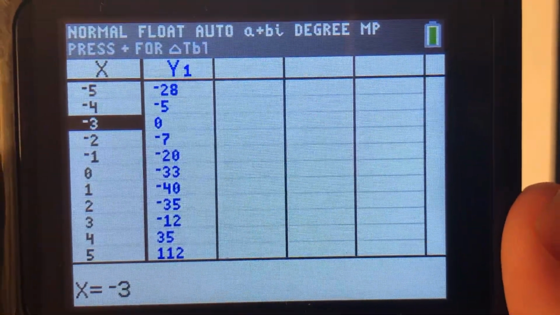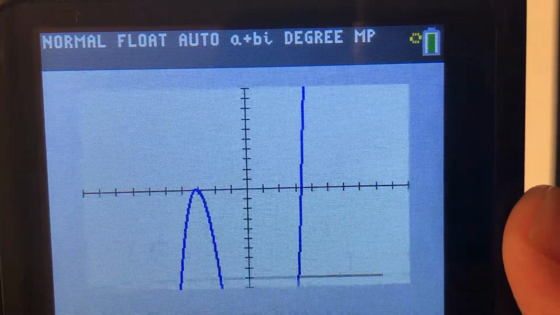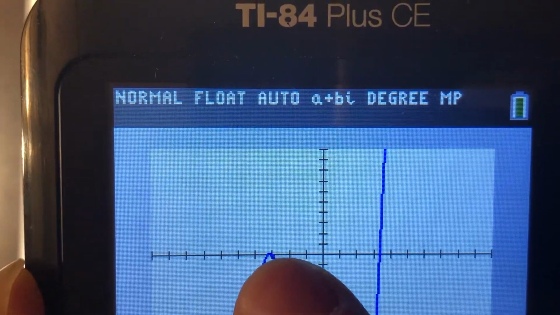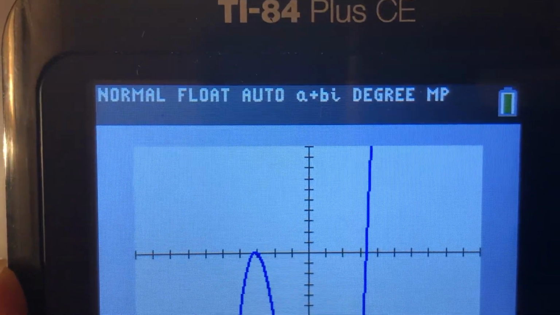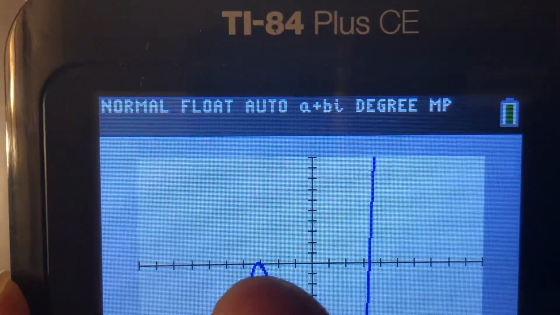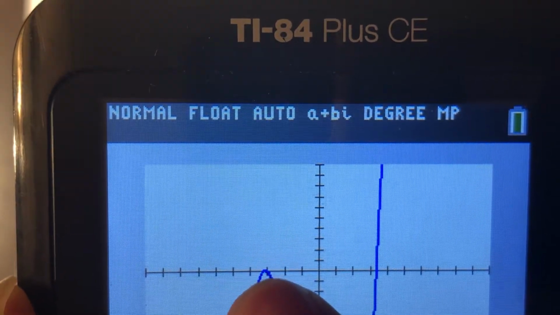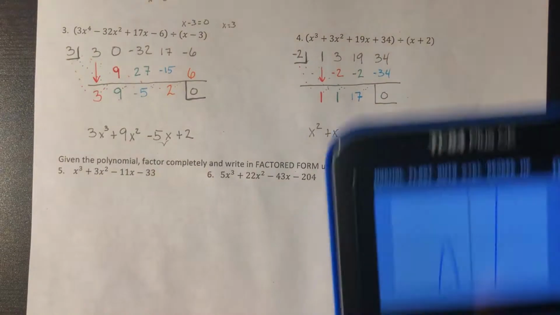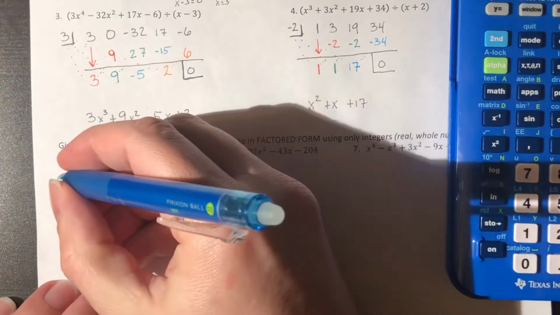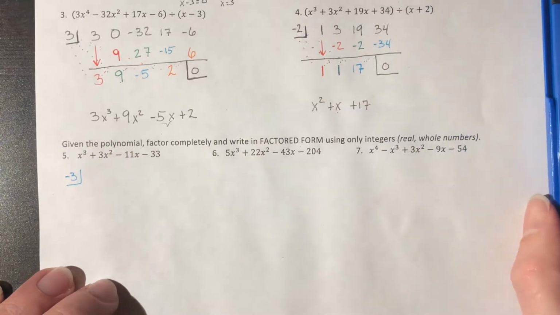So I have a 0 at negative 3, which is right there. Now this graph may look like it's tangent on that point, that it hits it and bounces back, but really what we have is slightly before it, it passes through, and then it's passing back through at negative 3. So I have a 0 at negative 3. So that's what's going to go into my box.